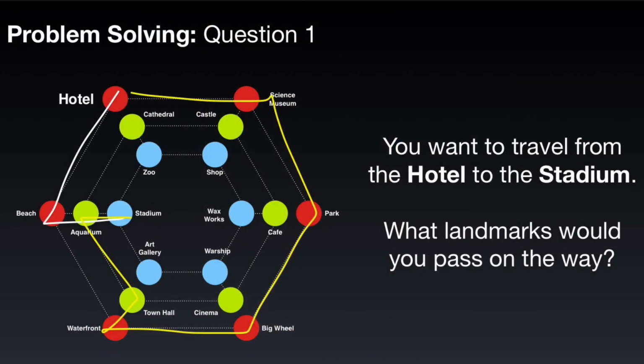In this problem, I had to work out how to travel from the hotel to the stadium and what landmarks I would pass on the way. So initially, you can see from the white route, I went past the beach and the aquarium, and then on my second try, I went from the Science Museum and the park all the way around the red line and then cut across.